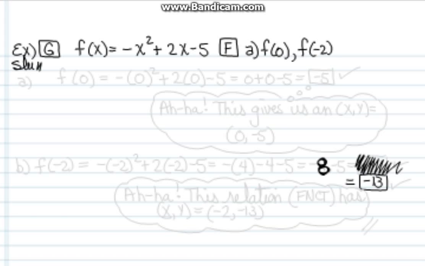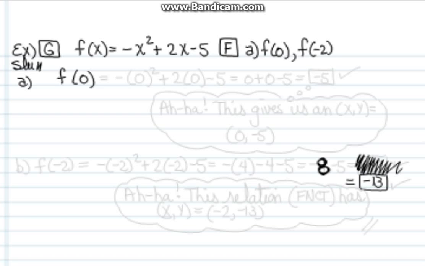You just plug that 0 in place of all the x's using parentheses everywhere you do it, and simplify, and you've got f of 0. And similarly for f of negative 2. But what's really important is to recognize what's going on at a deeper level. So let's answer. Solution, part A, f of 0.